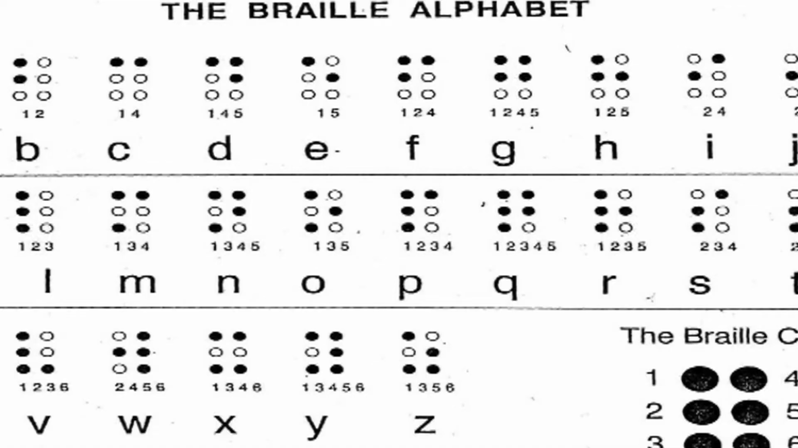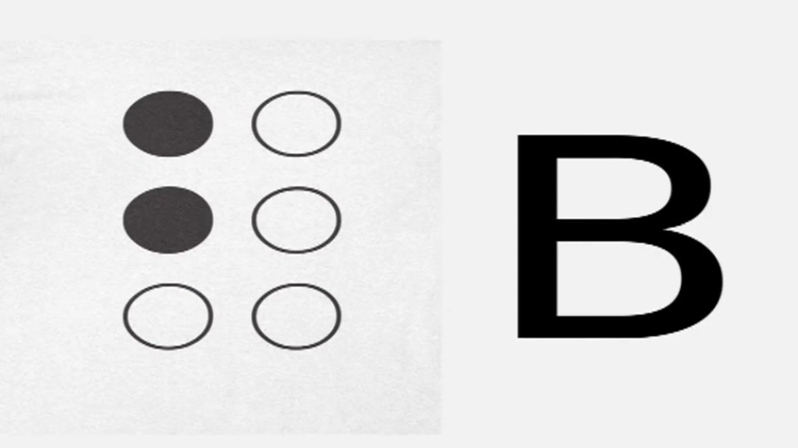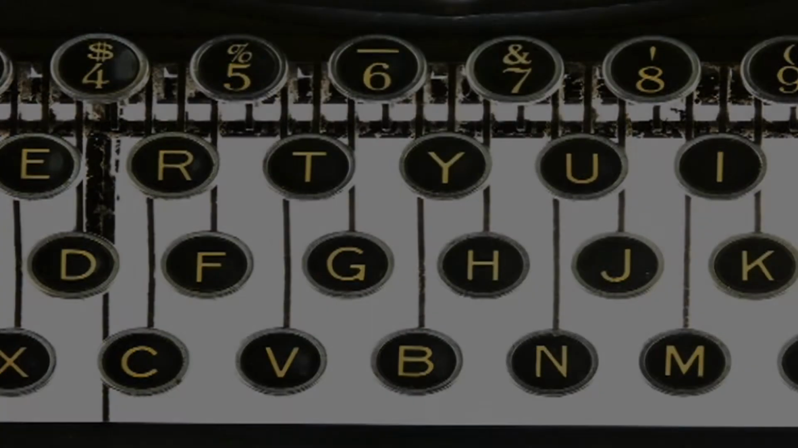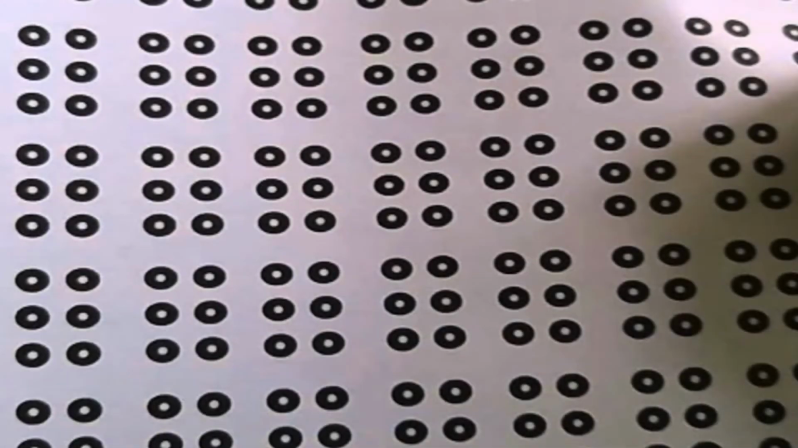The next point is that each letter of the alphabet has a dot combination that represents the letter. For example, the letter B is made by pressing dots 1 and 2, while the H is made by pressing dots 1, 2, 5. We must push all needed keys simultaneously on the Braille writer to write a letter.